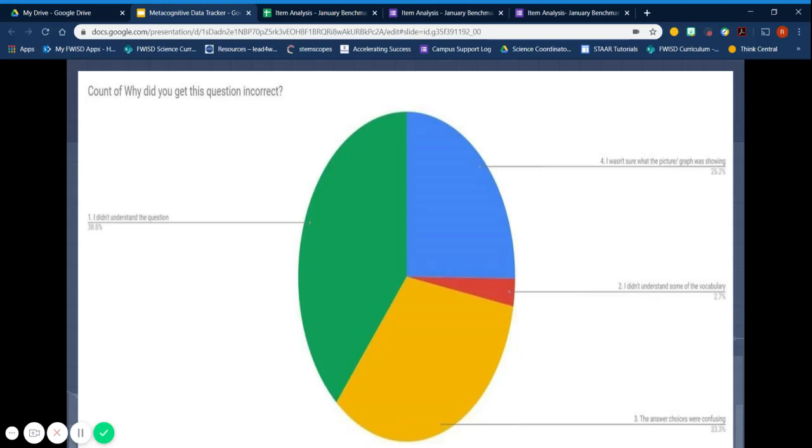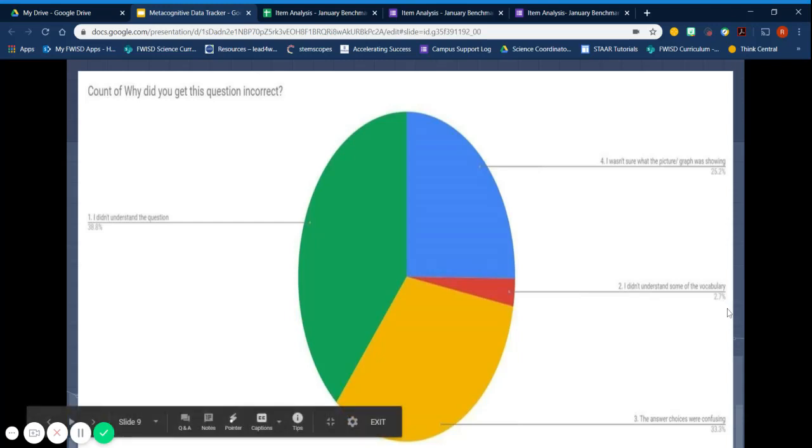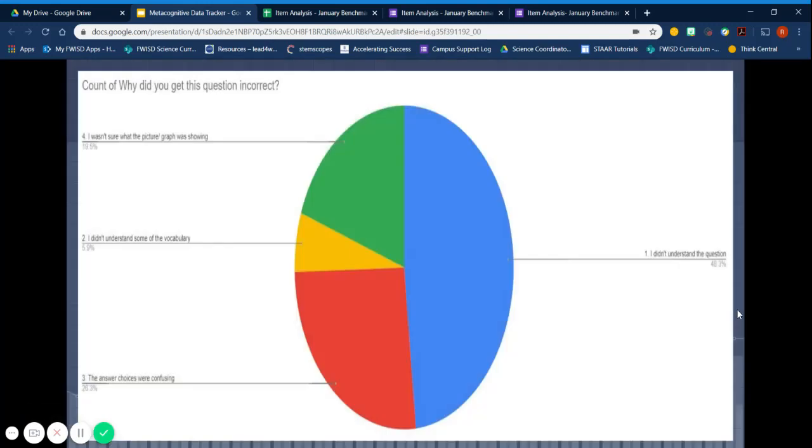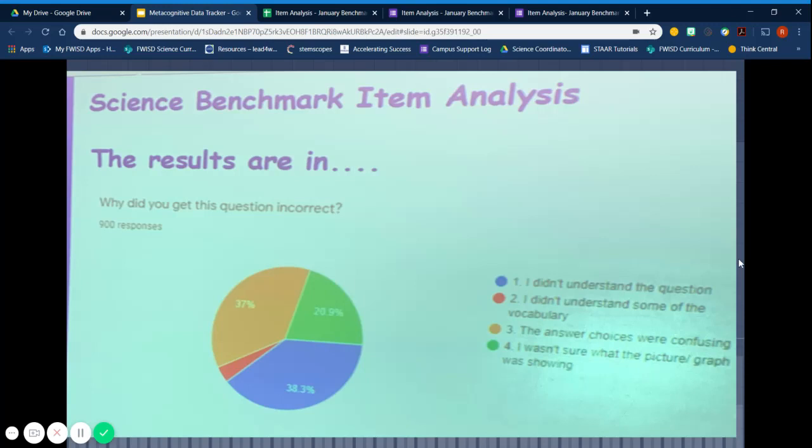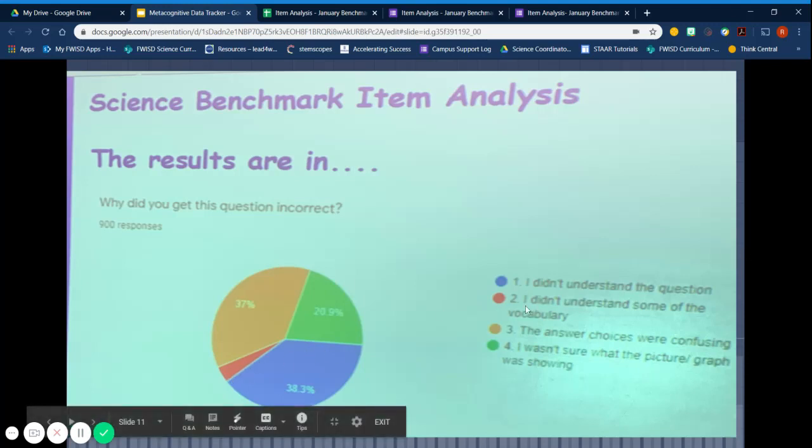The 8th graders took a benchmark in February, and this is some of the data that we got back from the middle schools. Here's one middle school's data where you can see it's less than 3% of the students selected that the vocabulary is the reason they got the question wrong. At another middle school, you can see it's less than 6%, with almost 50% of the students who got a question wrong said it was because they didn't understand the question. And then another middle school collected the very same data, and that little red piece you can see is number 2, I didn't understand some of the vocabulary.